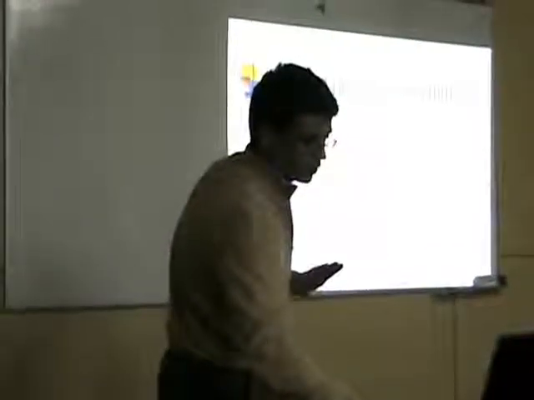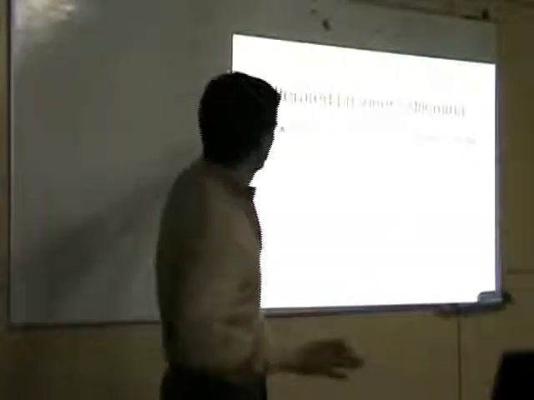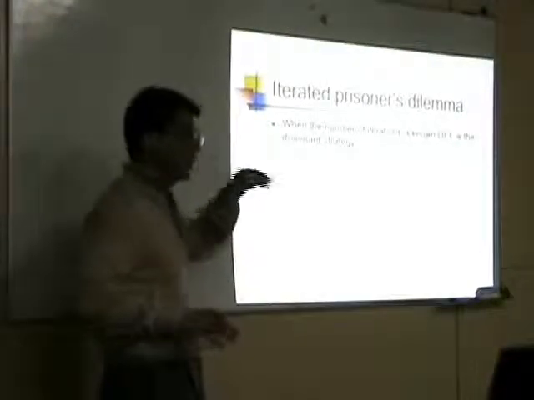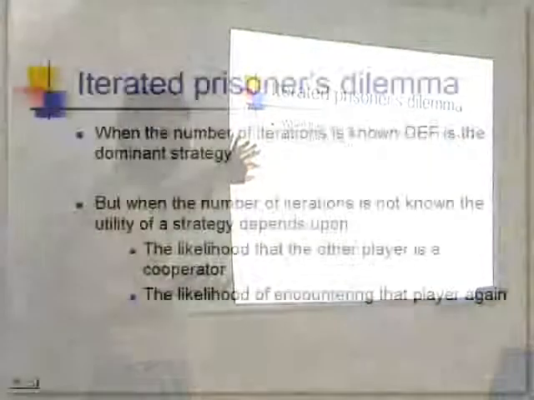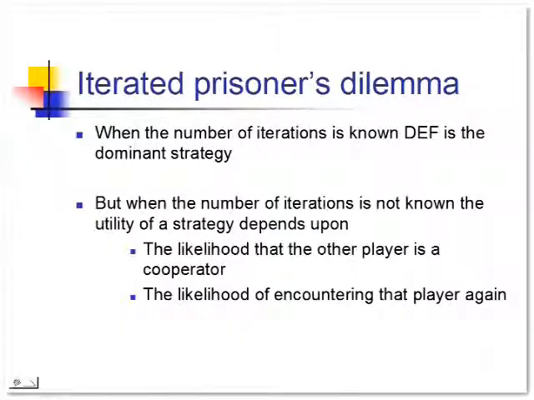Okay, so the iterated prisoner's dilemma. We don't need to say very much about this. We saw yesterday that defection is the dominant strategy in one-player games. It's also the dominant strategy when you know how many times you're playing the game. There's a well-known argument called a backwards induction argument. If you know what it is, then that's fine. If you don't, look it up.